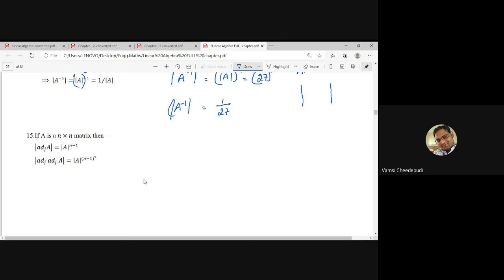Yes, if A is a matrix, there is a matrix of order, say, 3 by 3. You asked me what is the determinant of adjoint A.